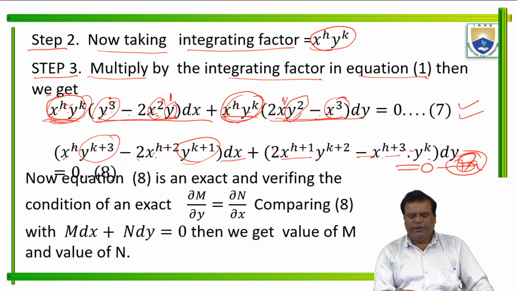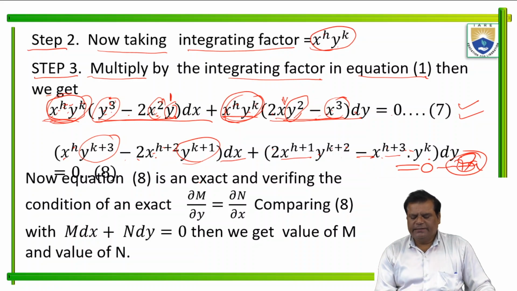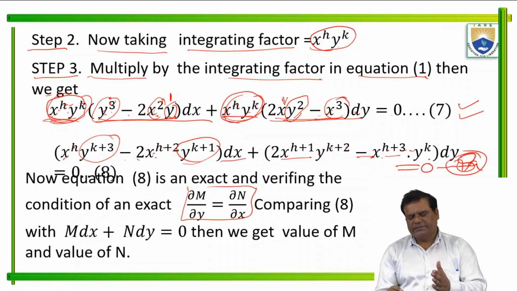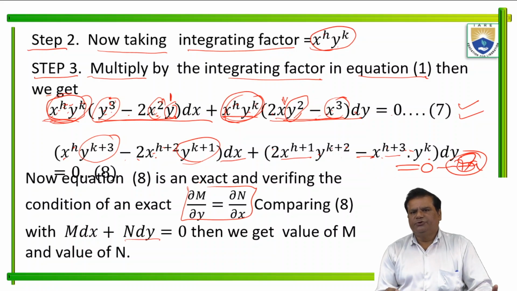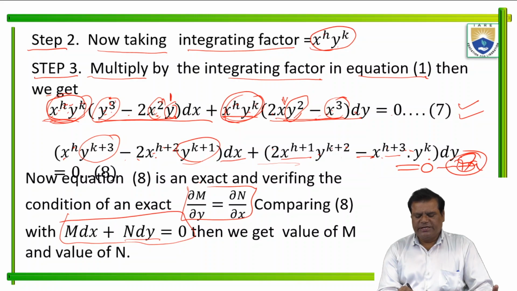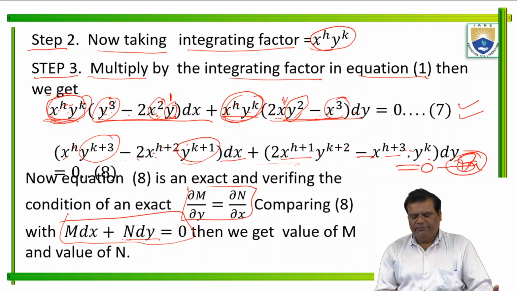For equation 8 to be exact, the condition del M over del y equal to del N over del x must be verified. So first we verify the condition here. Comparing equation 8 with M dx plus N dy equal to 0, the general equation of an exact equation, we get the value of M and the value of N.